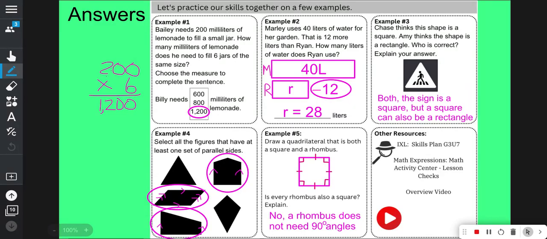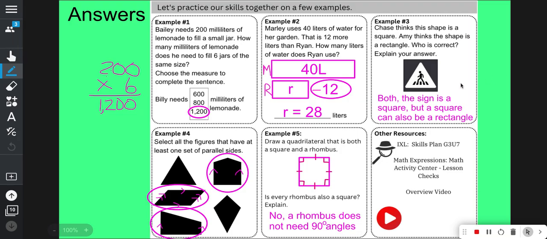The next one, Marley uses 40 liters of water for her garden. That is 12 more liters than Ryan. How many liters does Ryan use? We can use comparison bars. Marley has more, she goes on the top. Ryan has less, he goes on the bottom. And our change amount is 12. So we would end up doing 40 minus 12. That gets us Ryan's amount of 28.